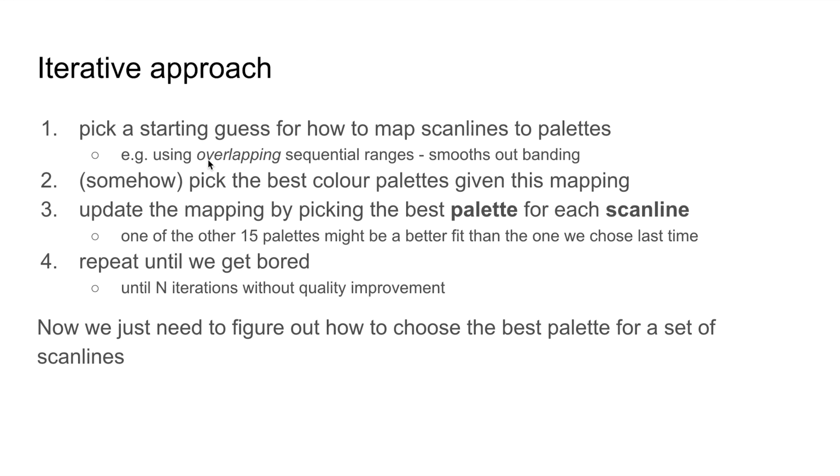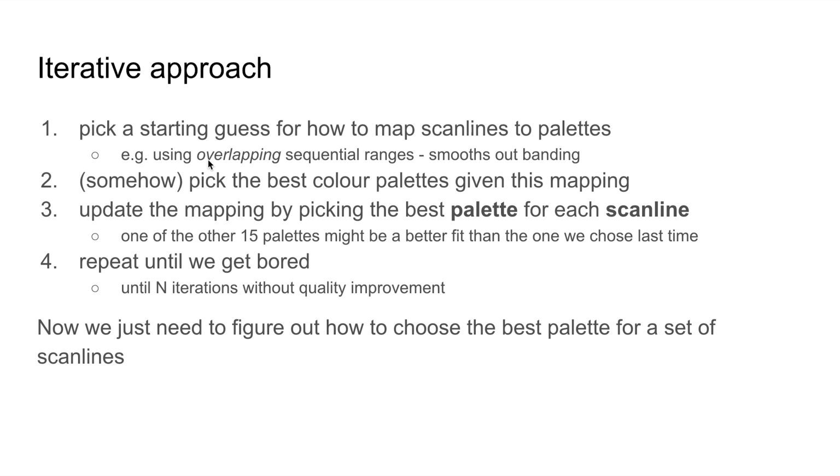So after a lot of experimentation, this is the approach that I landed on, a sort of iterative approach to producing the image. So to begin with, we need to pick some guess for how we might map the scan lines to palettes. And something that turns out to work pretty well is to use sequential palette ranges, but actually to make them overlap a little bit. So we map an overlapping sequence of scan lines to palettes. And this tends to smooth out some of the banding effects that I talked about.